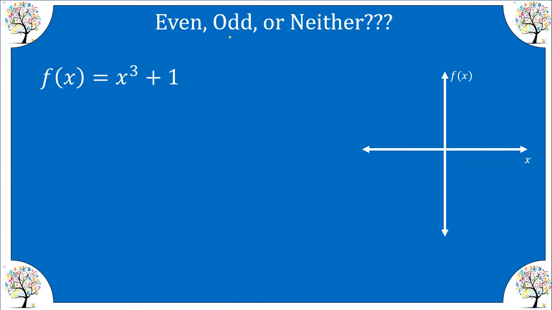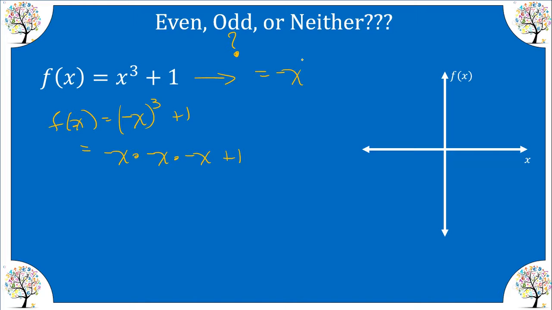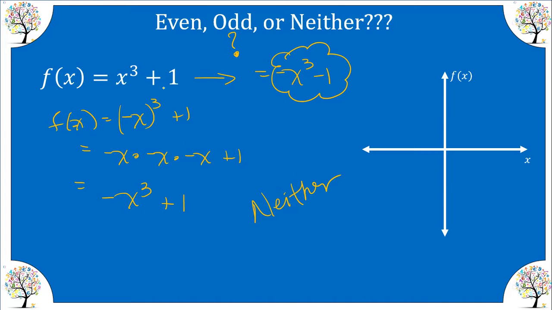Here, we're going to see if this is odd. What are we looking for? The negation would be negative x cubed minus 1. This is what we would want. This is what we're looking for, guys. We get the negative x cubed, but we get plus 1 and not minus 1. So this is neither. And we can see it does not go through the origin. If I plug in 0, I get out 1.